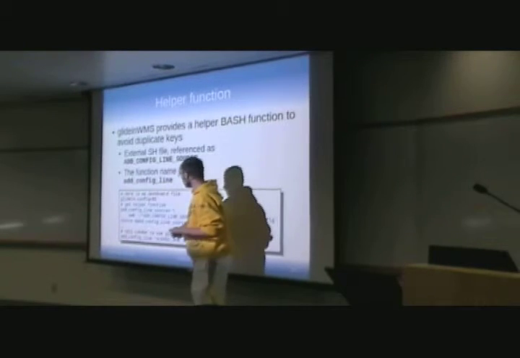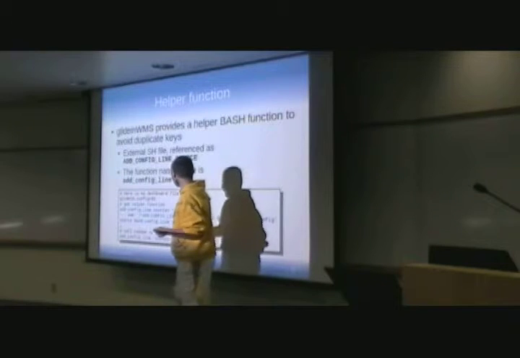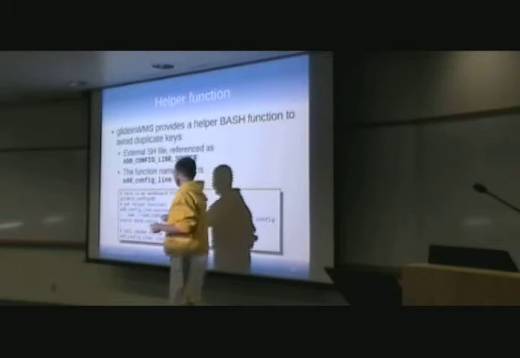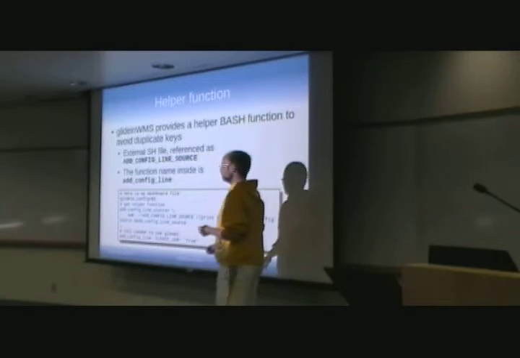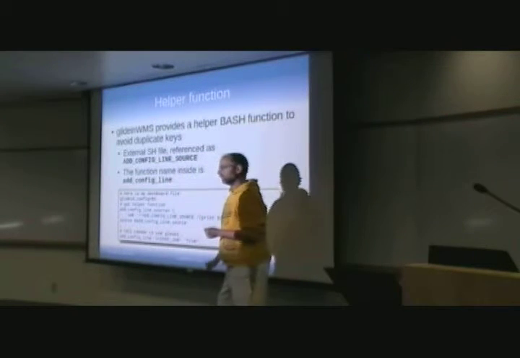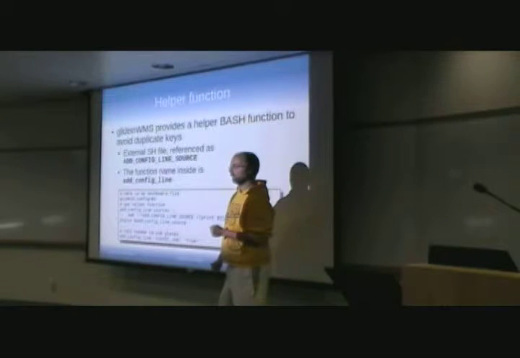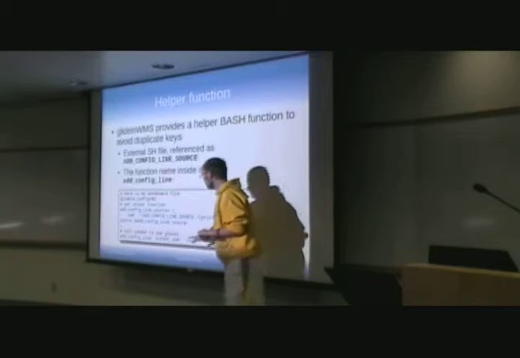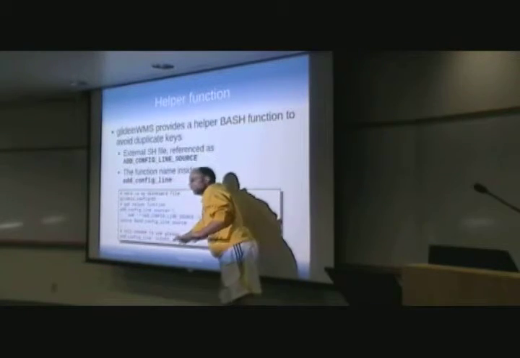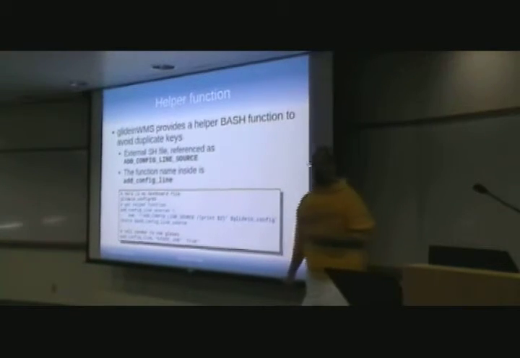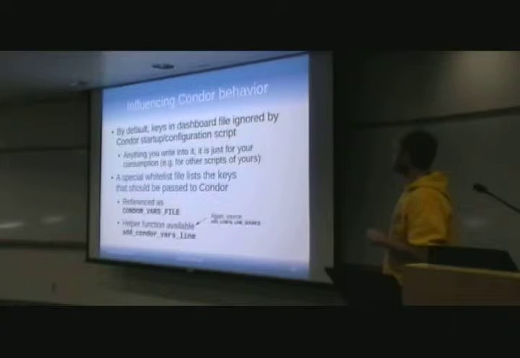And in order to get access to this function, you have to source a file which is pointed at in the dashboard file. It's called addConfigLine source. So this is the way I would really recommend you add any attributes to the dashboard file, because you are guaranteed in this way that you have no duplicates of this key. You're not required to, but it's good practice.